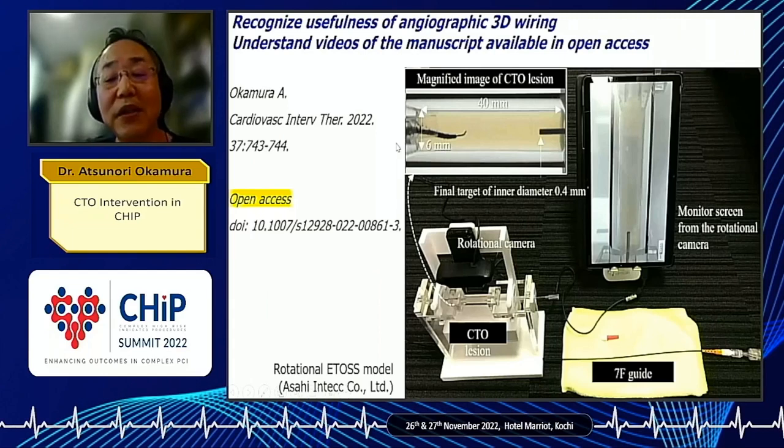If you don't understand angiographic 3D wiring, it is better to see this journal. This is open access and also has a video presentation of angiographic 3D wiring. This is the target in the CTO region. The target is a 0.4 millimeter small target, and the CTO length is 4 centimeters. You have to control the guide wire from 140 centimeters away from the target using the guide catheter, precisely to the target.